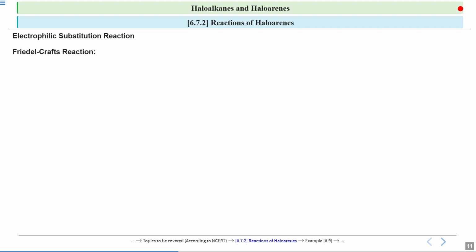The second type of Friedel-Crafts reaction is acylation. Now what is acylation? It is where the acyl group is added. The acyl group is RC double bond O. So in acylation, the acyl group is added to the haloarene, and here the electrophile is the acyl group, that is RC double bond O positive. This is the electrophile in this acylation Friedel-Crafts reaction.